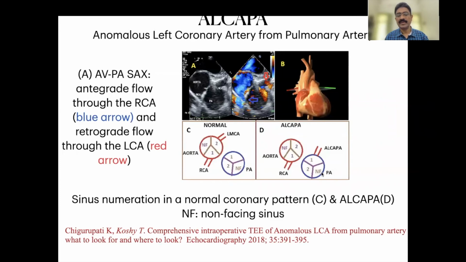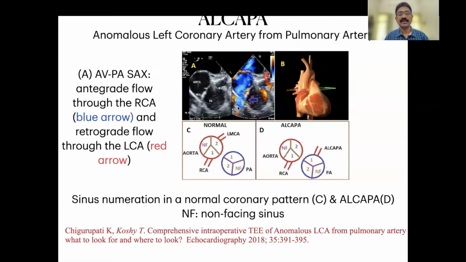If it is arising from here, you need to tell the surgeon. It is not easy to disconnect it from here and bring it here. You need to do a long dissection or add an additional graft if it is arising from the non-facing sinus. So this is a patient where this is the aorta, this the pulmonary artery. We have developed this aortic valve pulmonary artery short axis view at around 10 to 15 degrees, where you can see both the right coronary artery and left main coronary artery in a single view.